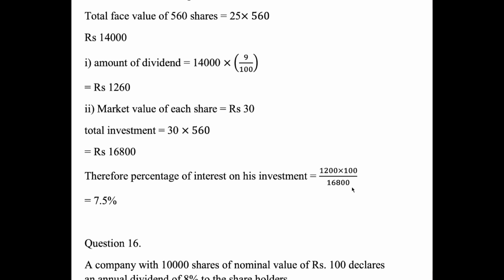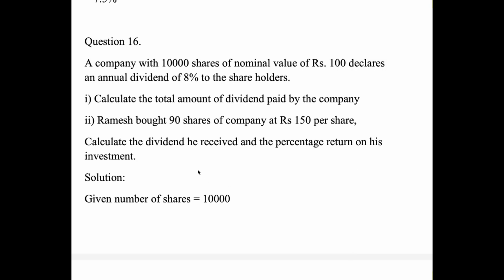Therefore, the percentage of investment, that is the interest on investment, that is 1260 into 100 divided by 16,800. This is also a typing mistake in the question paper, it should be 1260. 1260 into 100 by 16,800 comes to 7.5%. Come to the next problem.